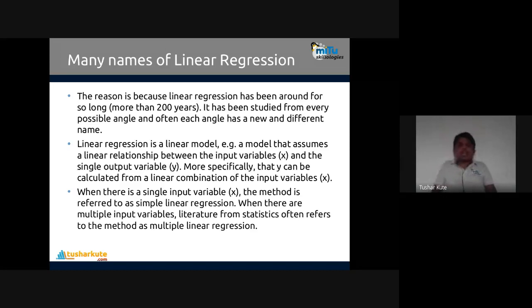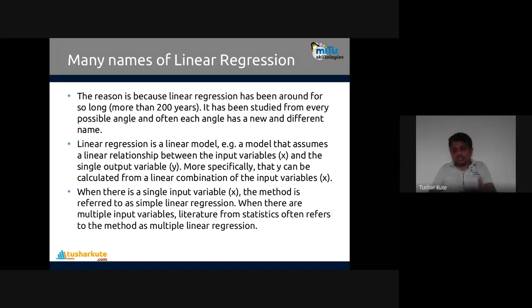Okay. So when there is a single input variable, the method is referred to as simple linear regression. One input, one output: simple linear regression. And when there are multiple input variables, it's called multiple linear regression. Let's say, for example, the mileage of a car depends upon the horsepower, upon whether the car is manual or automatic, and upon the fuel that you use. Correct? Multiple inputs are there that generate the mileage. That is called multiple regression.